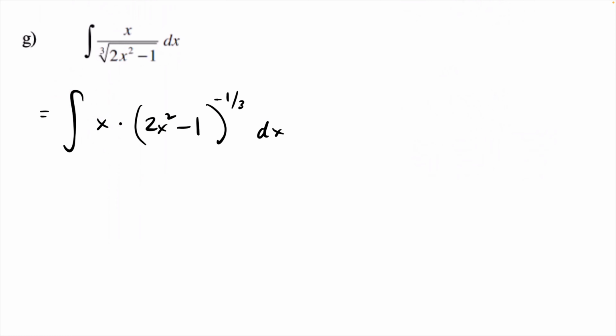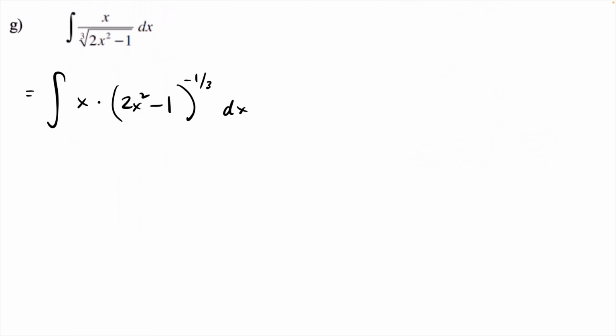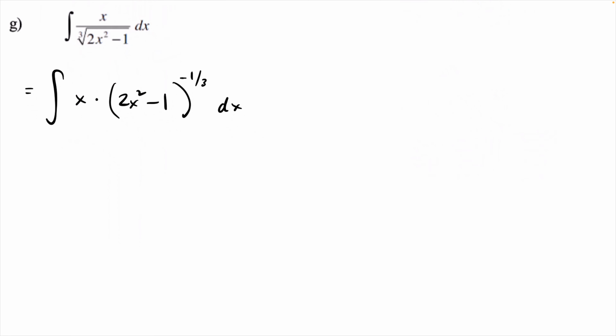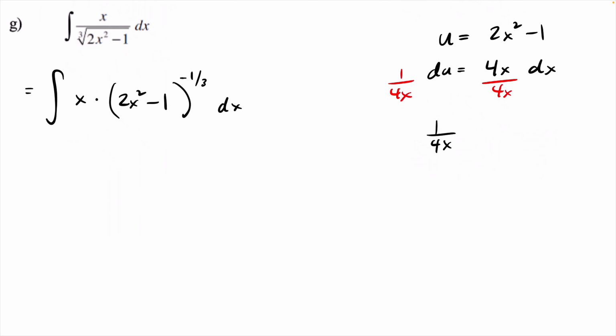Okay? Next step, pick a u. 2x squared minus 1? Because it's not only the inside, but its derivative is going to be 4x, right? Which will cancel out with that other x. So 2x squared minus 1, du is 4x dx. Solve for dx. So I get 1 over 4x times du equals dx.